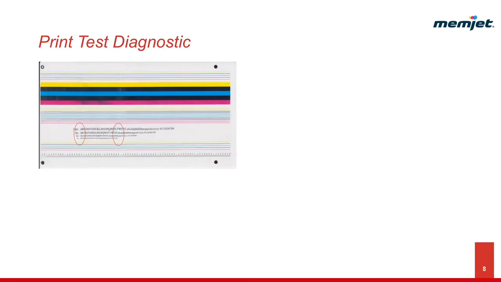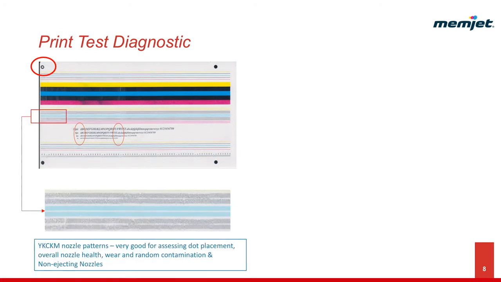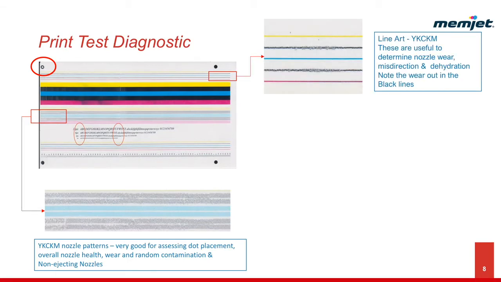Memjet has packed in the most common attributes found in all printed images: line art, color fill, and text. Top left justified is a hollow fiducial, so you will always know the page orientation in relation to your printhead. There are nozzle patterns, and these are great for assessing dot placement, overall nozzle health, wear, and random contamination. Line art at the top of the page. These are useful to determine nozzle wear, misdirection, and dehydration. Note the nozzle wear out and misdirection in the black lines.